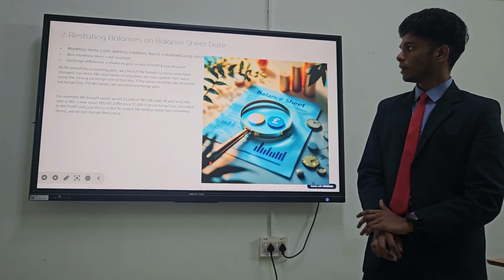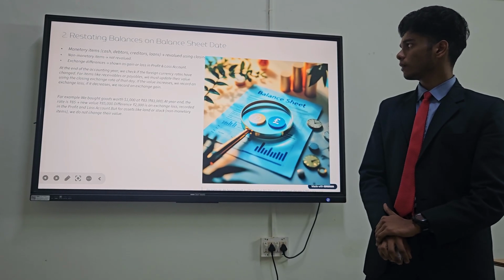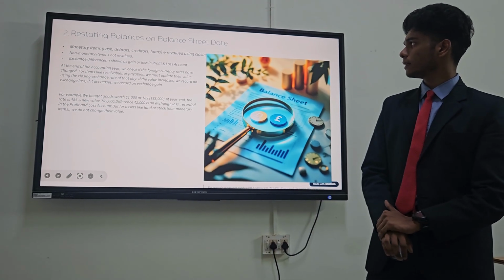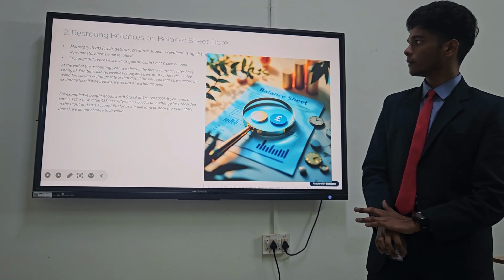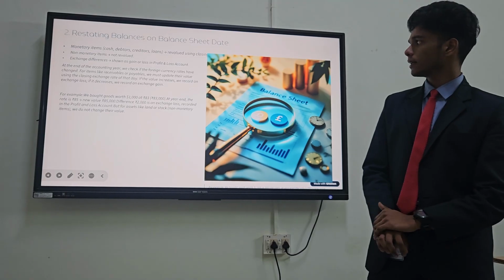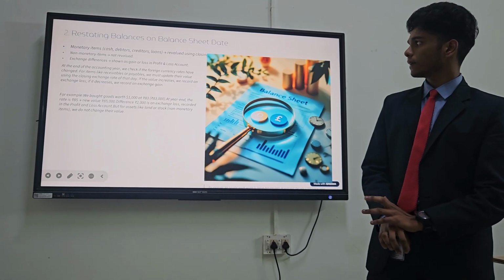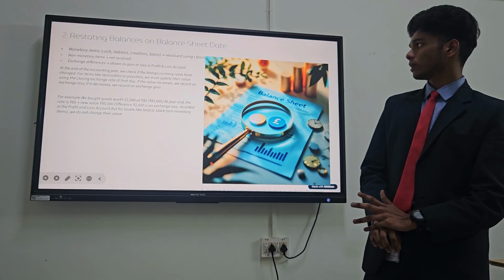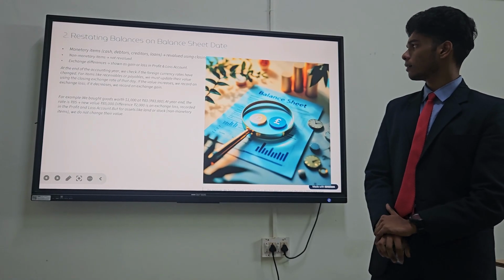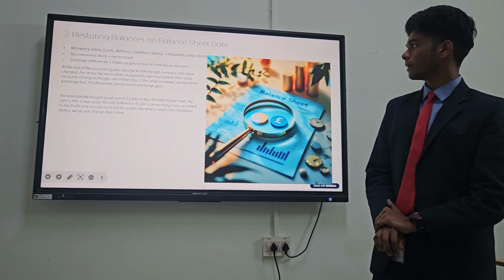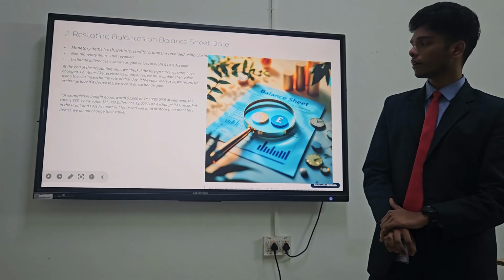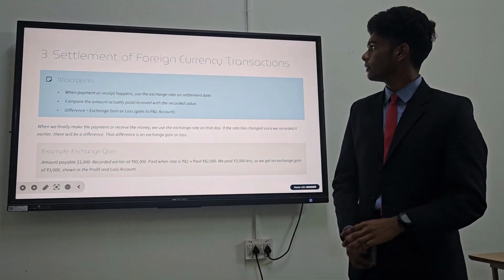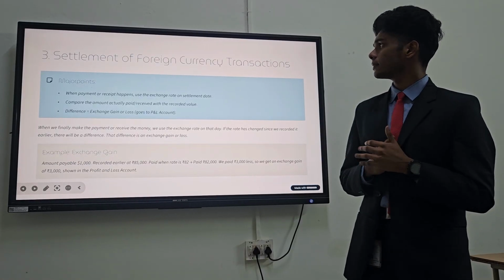For example, if we bought goods worth $1,000 at 83 rupees, the value becomes 83,000. At the end of the year, the rate becomes 85, so the new value is 85,000. The difference between 83,000 and 85,000 is 2,000. It is an exchange loss recorded in the profit and loss account. But for assets like land or stock, non-monetary items, we do not change their value.